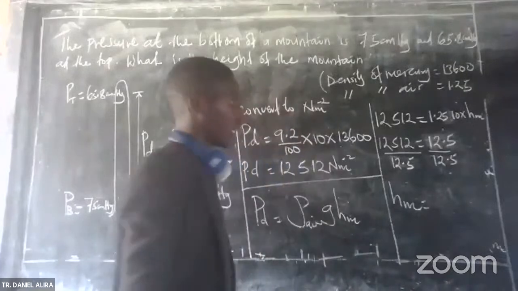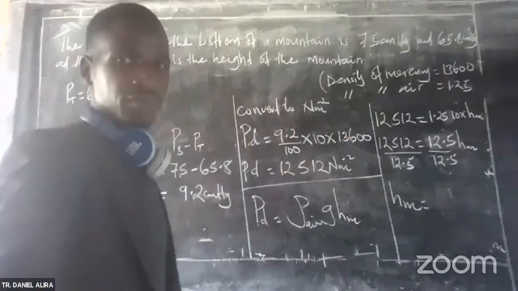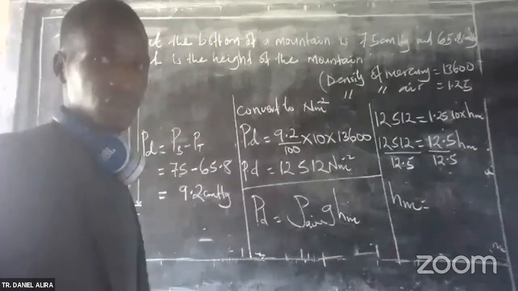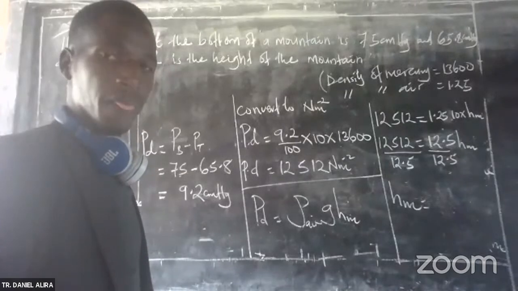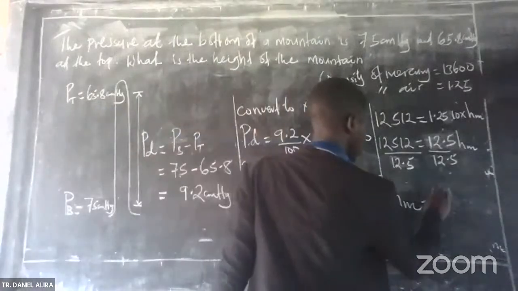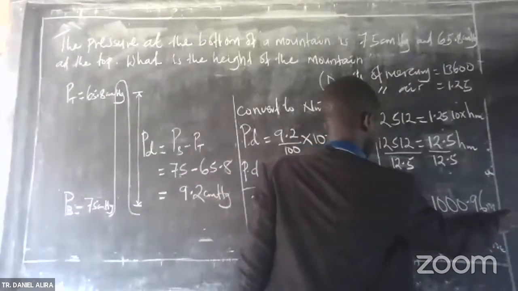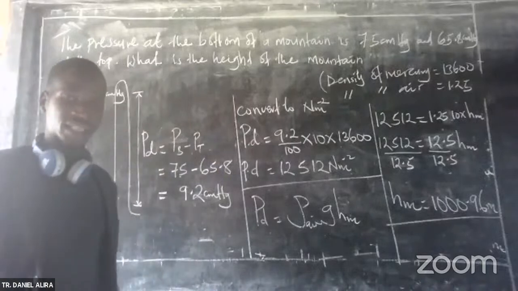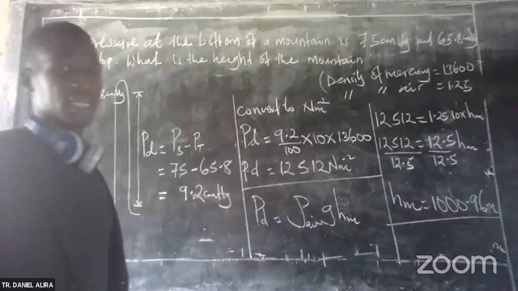Ms. Ghana, do you have a question over there? Do you have a calculator? 1,000.96. So that would be the height of that mountain. Is that clear, members?